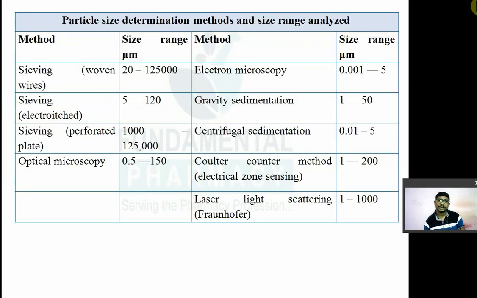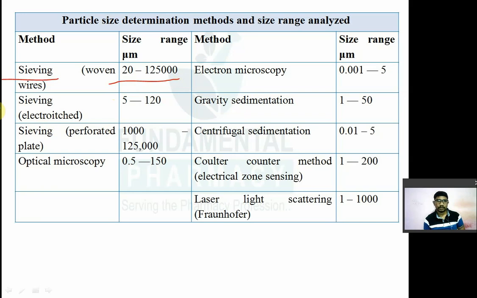We have already seen this method in micromeritics. There are different methods for measurement of particle size. First one is the sieving method. In this case you use wire mesh sieves. So you can analyze particle size in a range of 20 to 1,25,000 micrometer.